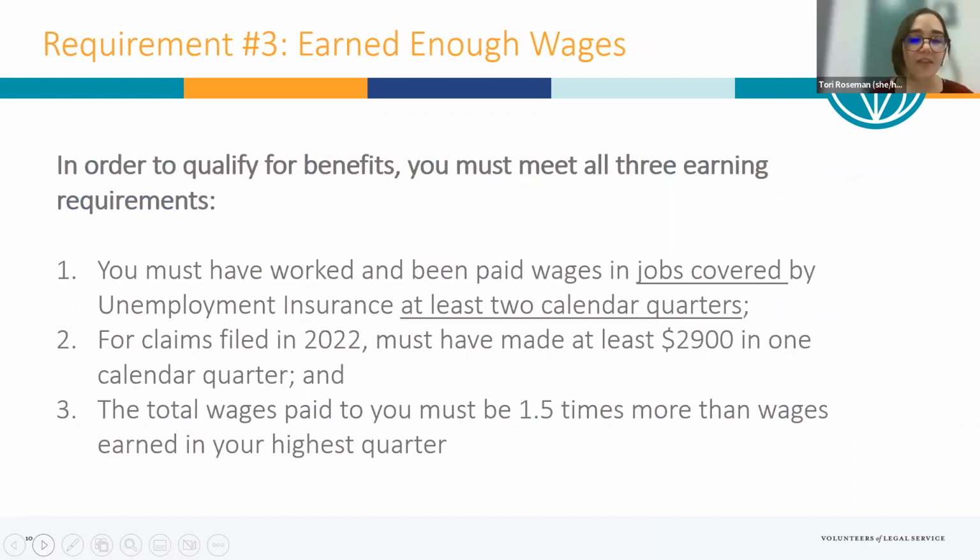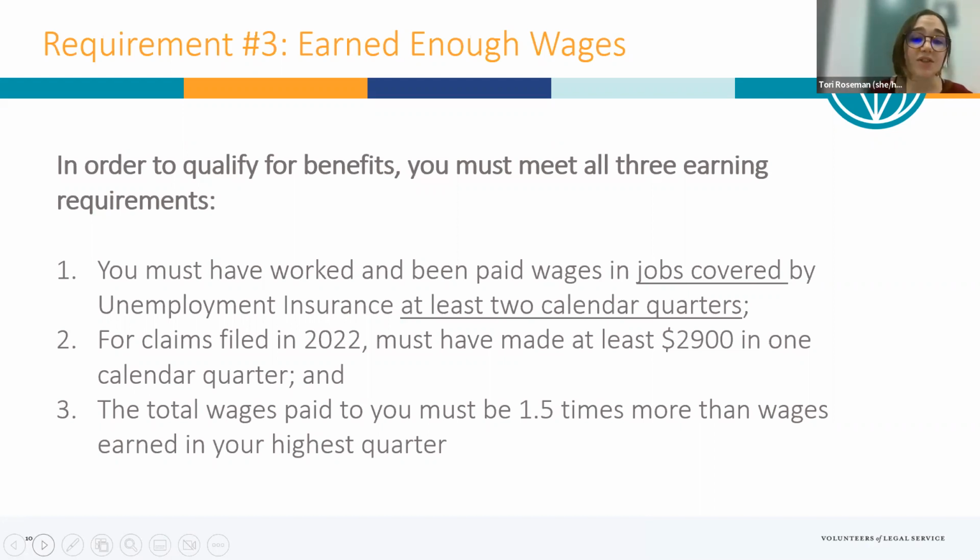That third requirement, that the claimant has earned enough wages. Again, there is a lot of information about this on the Department of Labor's website. But in order to qualify for benefits, you just have to meet these three earning requirements. You have to have worked and been paid wages in jobs covered by unemployment insurance. And we'll talk a little bit later about what jobs covered by unemployment insurance means. You have to have earnings in at least 2 calendar quarters. The Department of Labor makes determinations about earnings based on quarters. So you have to have earnings in at least 2 quarters in order to qualify.